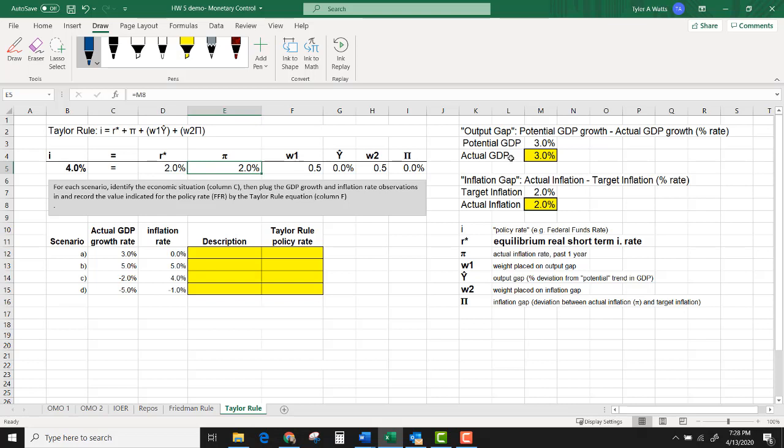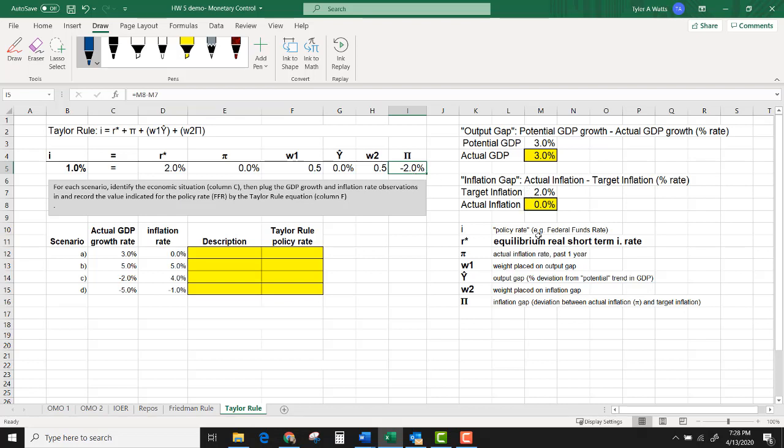But as you'll see, when we start getting deviations from target for potential GDP growth and inflation, these factors will come alive, so to speak, and then they will start to push the policy rule around. So we'll keep actual GDP growth at 3% for scenario A, and then set the inflation rate to 0%. And you'll see now that we have an inflation gap of minus 2%.